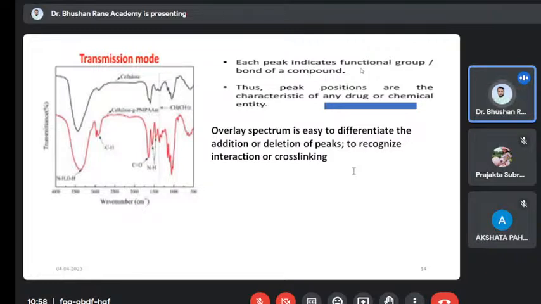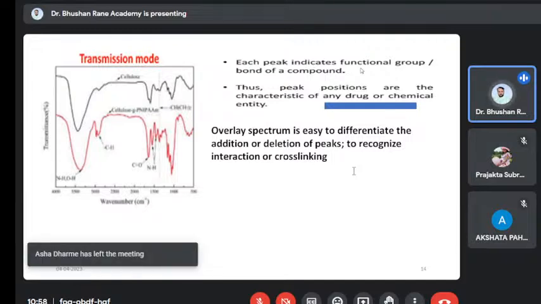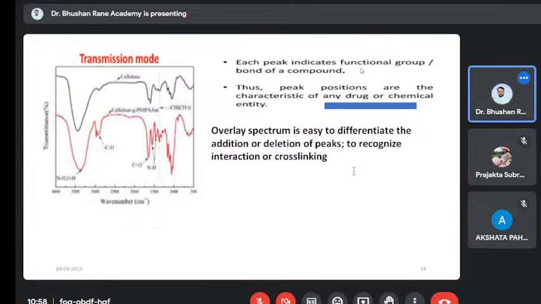So maybe C single bond C, that is for alkane, the stretching vibrations are observed at 2950 to 3050 centimeter inverse. If it is C double bond C, if the molecule is alkene, the C double bond C stretching vibrations peaks are observed at 3050 to 3150 centimeter inverse. And for alkyne molecules, C triple bond C, the stretching vibrations are observed at 3150 to 3250 centimeter inverse.